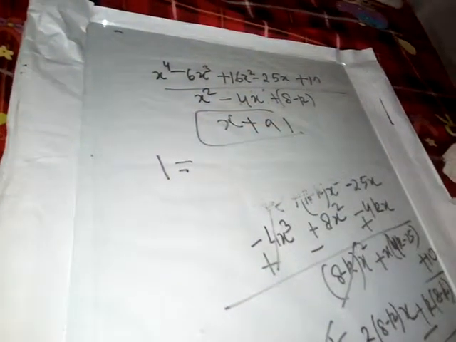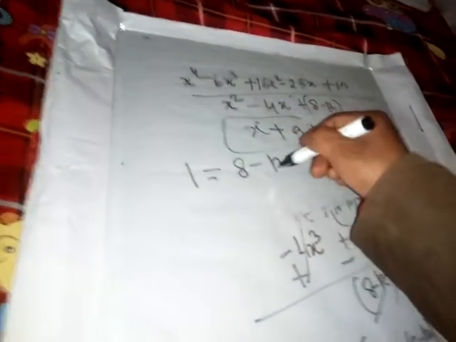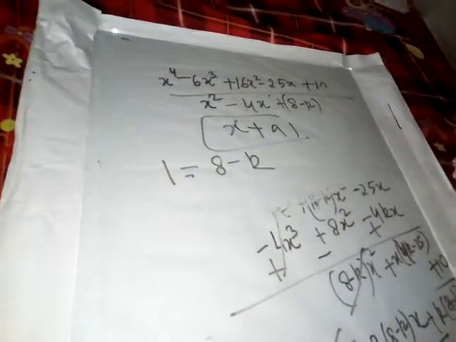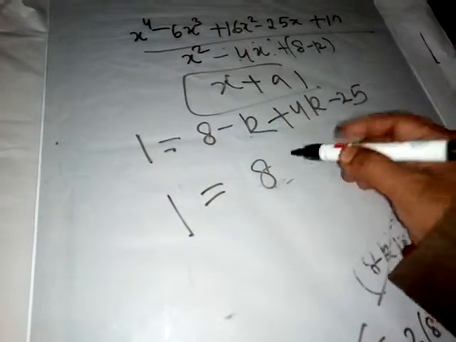So I'm going to erase this part. Remainder was x plus a. So therefore the coefficient of x must be 1. So 1 is equal to this complete term, that is 8 minus k, right, plus 4k minus 25. Solving this, we can write 1 is equal to 8 plus 4k minus k.